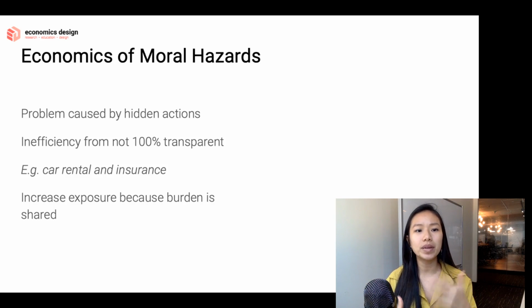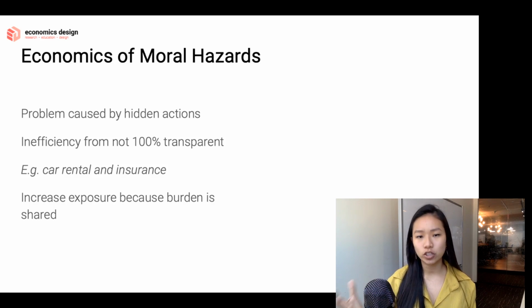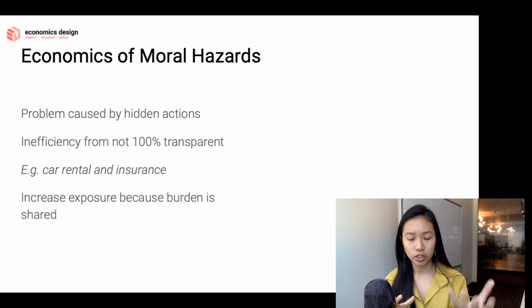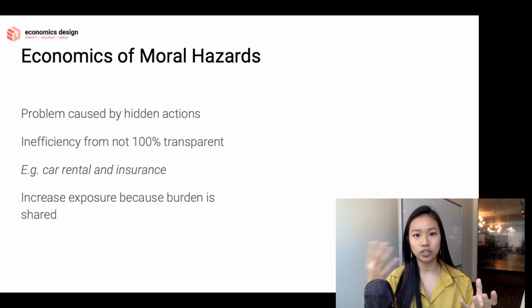So what can we do to minimize this moral hazard issue? In insurance, one of the usual ways is co-payment. Instead of the insurance company covering everything, the insurer and the insurance company pay together. So they share the payment.